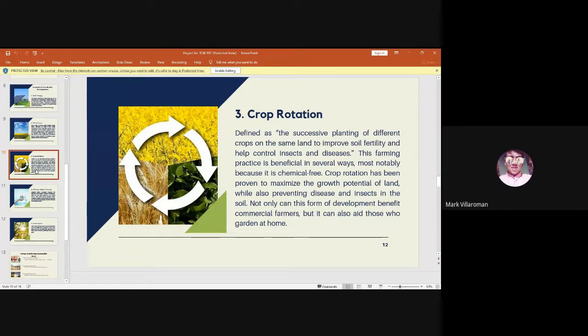Crop rotation is the practice of growing a series of different types of crops in the same area across a sequence of growing seasons. It reduces reliance on one set of nutrients and weed pressure, and the probability of developing resistant pests and weeds.